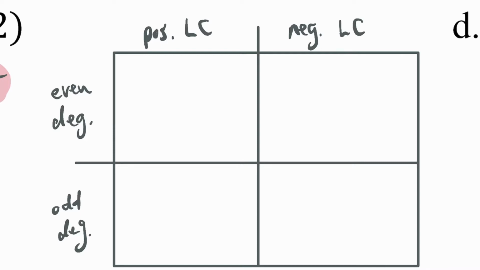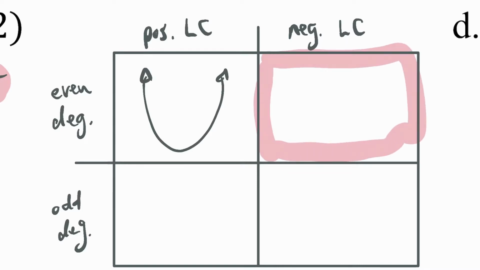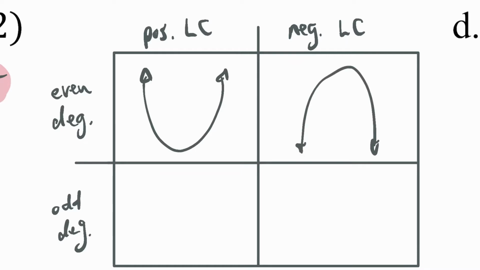Okay, if you have even degree and a positive leading coefficient, then you get this shape. If you have even degree and a negative leading coefficient, then you get this shape. If you have an odd degree and a positive leading coefficient, you get this shape.